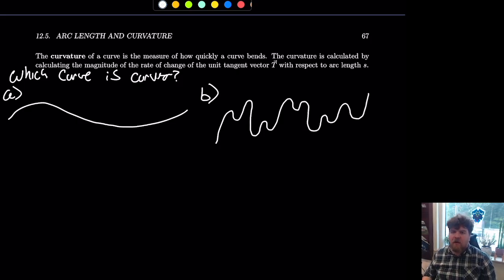Right. And I think we'd look at this and we would say, well, obviously B is the more curvy of the two curves. Right? But if I followed that up with why? Well, there's a couple of good ways that you could rationalize it.